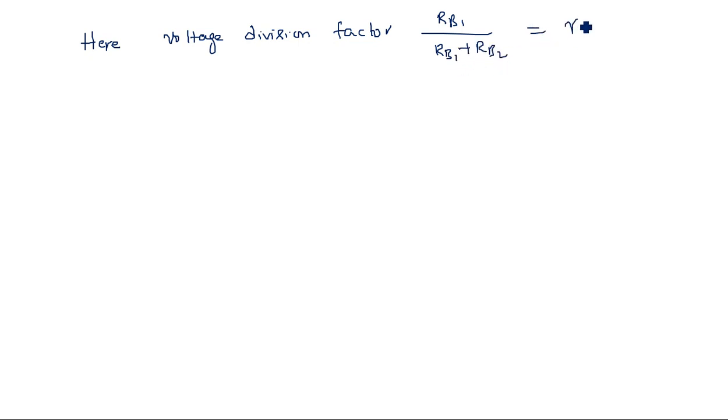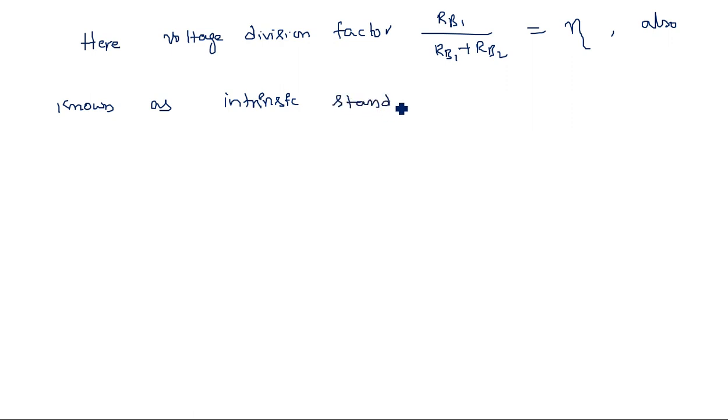So here the voltage division factor RB1 by RB1 plus RB2 is taken as eta. It is also known as the intrinsic standoff ratio.